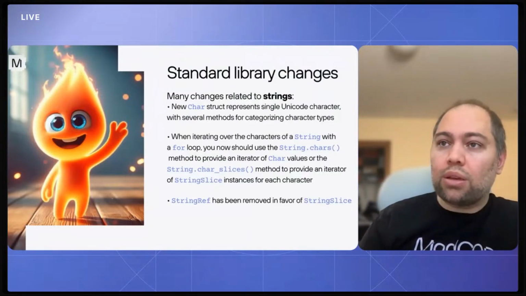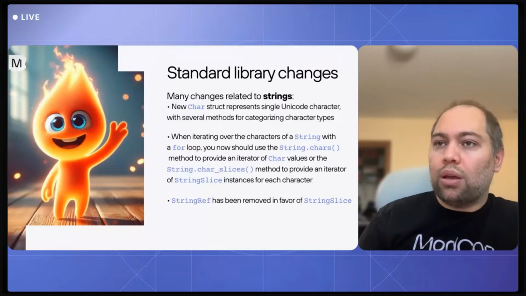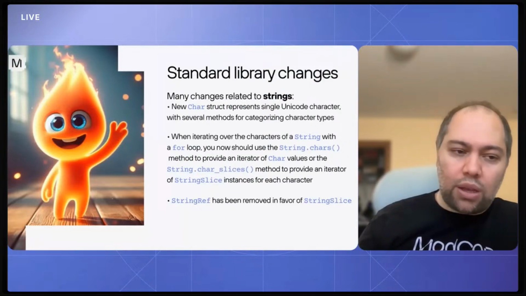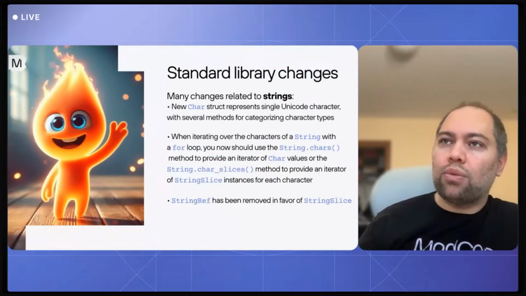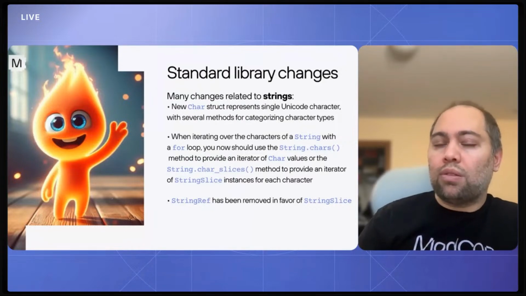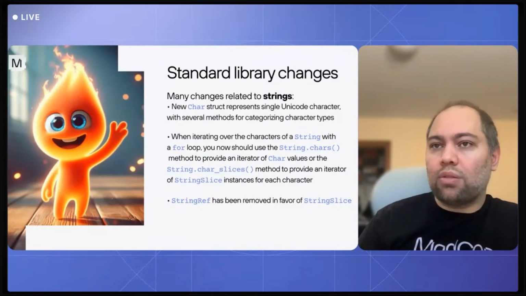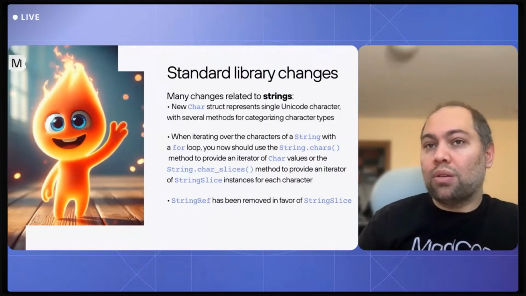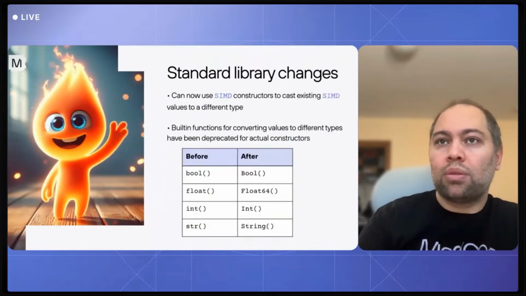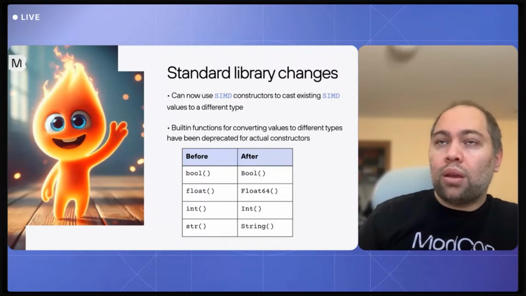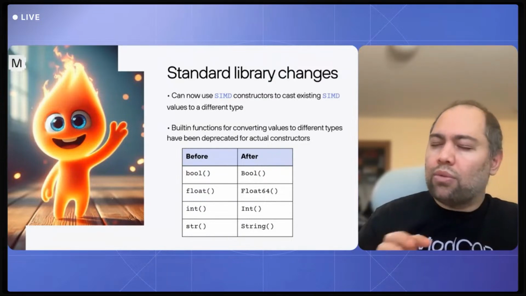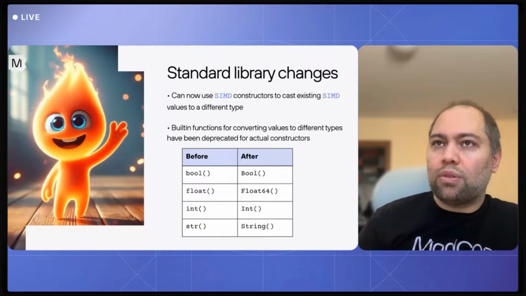Now, as we enhanced the string character, we extended the string slice to work with lifetimes and be more aligned with the string type. As a result, it made the string ref type more redundant, so we've actually removed that in this release in favor of the string slice. If you have code that's using the previously unsafe string ref type, please move on to the string slice type.